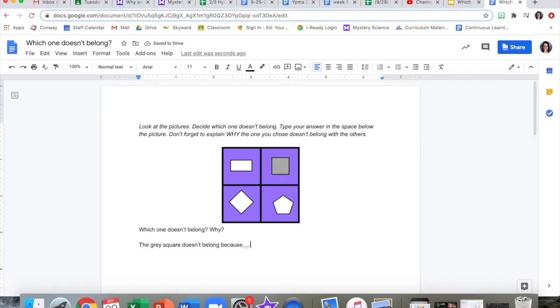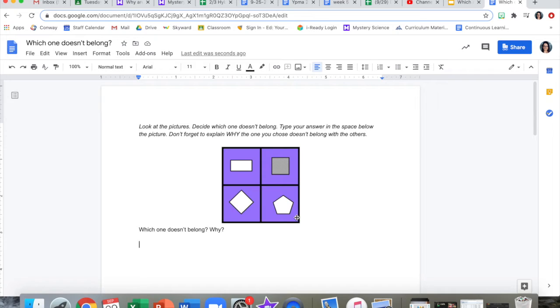Or you could describe it using its placement on the circle. So you could say the top right shape doesn't belong because you explain the rest. That word because is really important because that answers the why part. I'll delete that though because you are going to type your own answer.